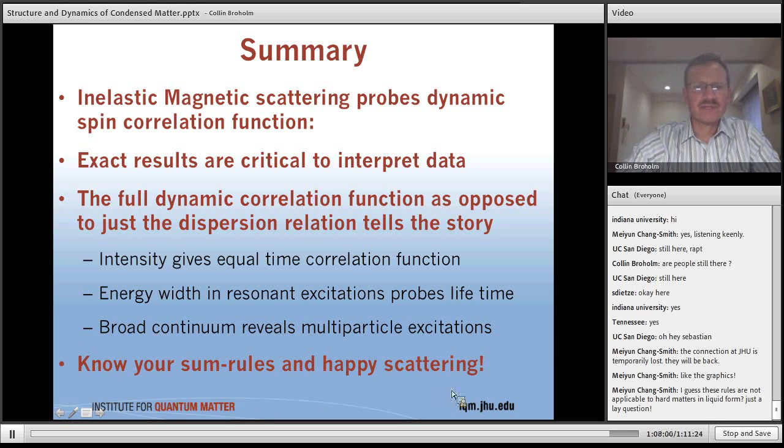So with that having been said, take a look at these slides, which will be posted on the website. The information is also written up very nicely in the Lovesey book, and also very nicely in the book by Squires. I very highly recommend that one as well. And so know your sum rules and happy scattering.